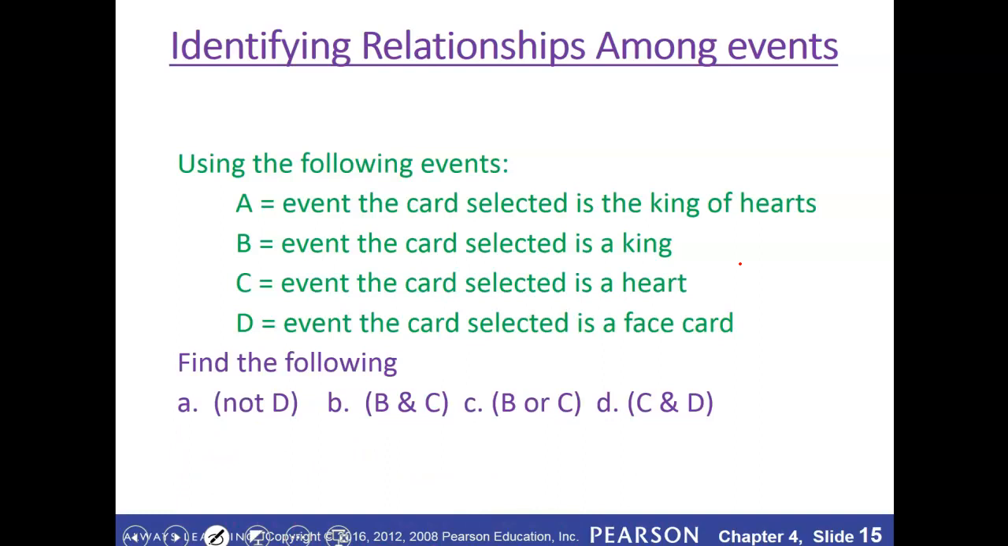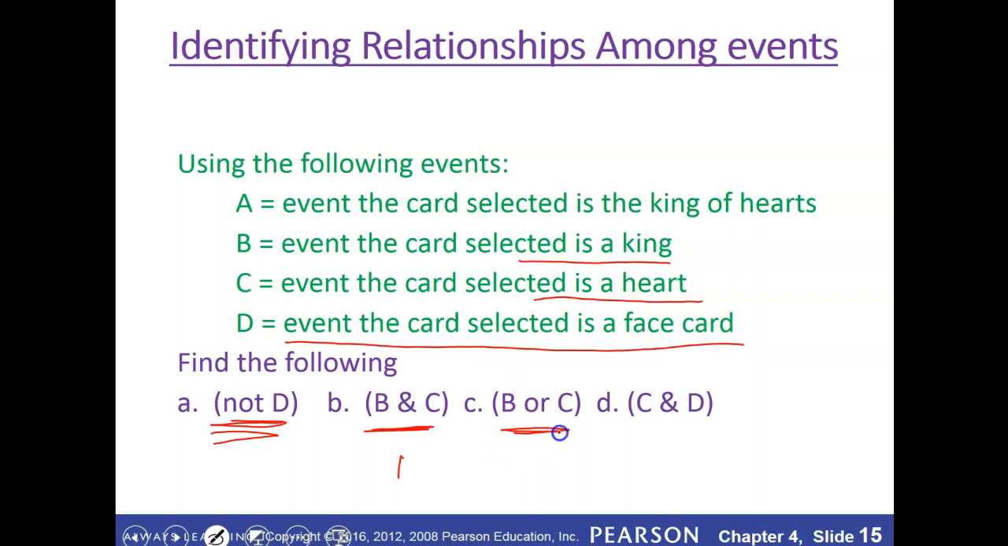And so if we use those definitions, let's figure out what not D would be. Well, D is the event the card is a face card. So this should be anything that is not a face card. B and C would be anything that is both a king and a heart. So it would have to be a king and it would have to be a heart. There's only one card that would satisfy that condition. That's the King of Hearts.